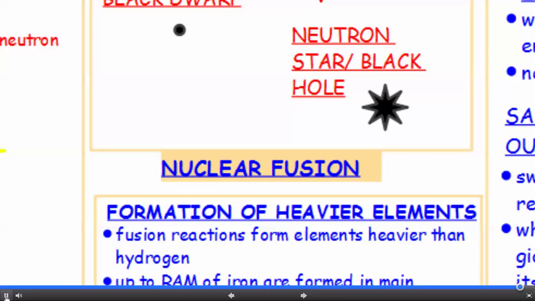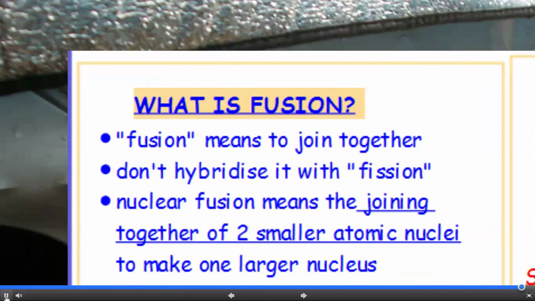Nuclear fusion. What is fusion? Well, fusion, to fuse something, means to join together. And again, don't hybridize it with fission. There's one S in fusion. Now, nuclear fusion means the joining together of two smaller atomic nuclei to make one larger nucleus.